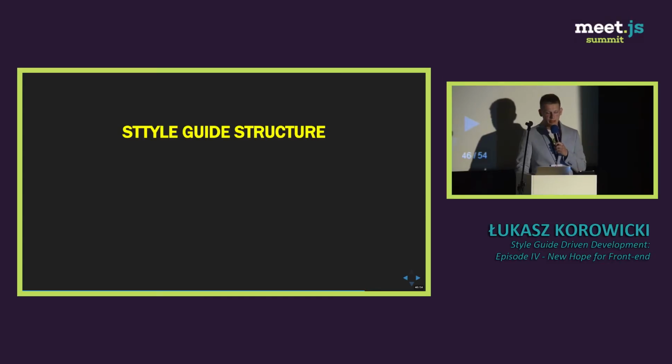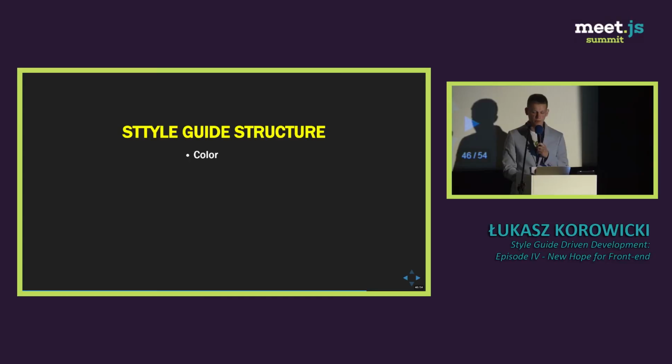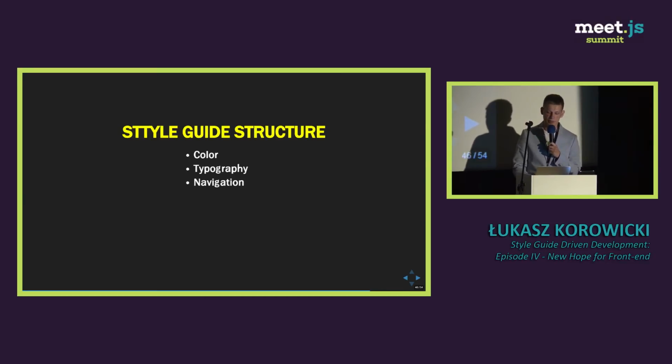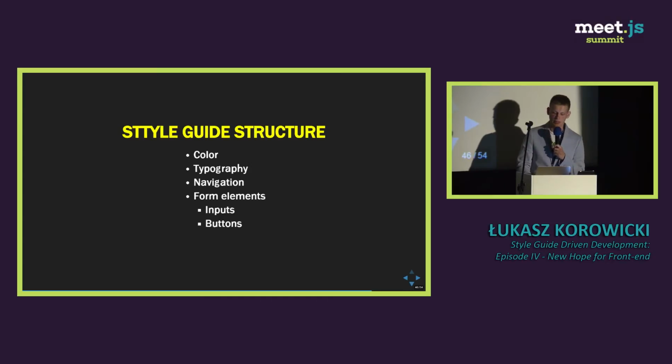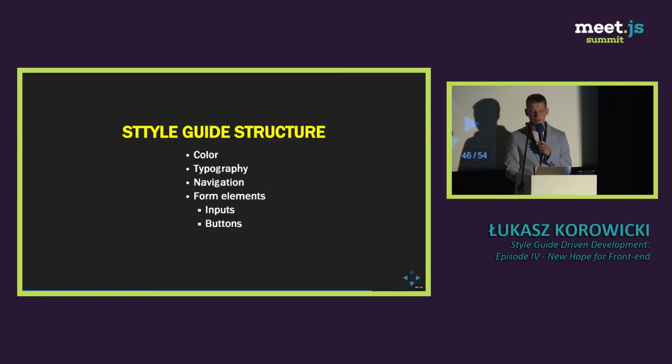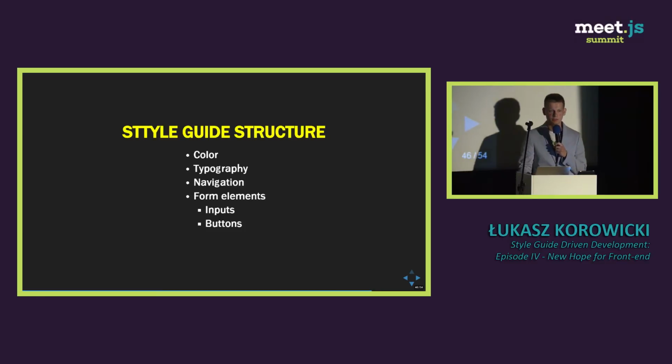When we create a style guide, we should have some structure for it, and we decide which elements of this style guide are important. So I think the most important is, of course, color, and then typography, navigation, and some form elements like inputs or buttons. There are many, many more, and probably for AngularJS developers it will be directives as modules, and for any others it will be modules that are created from these elements that are bundled together.